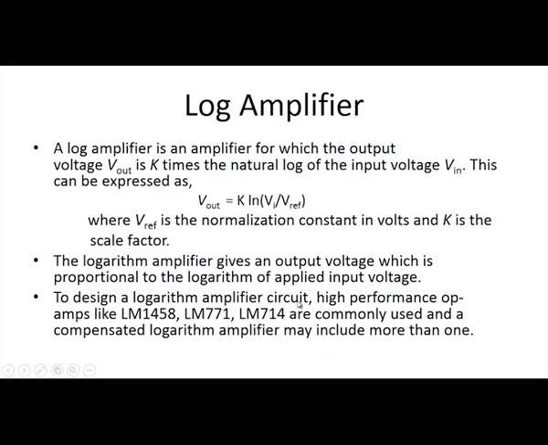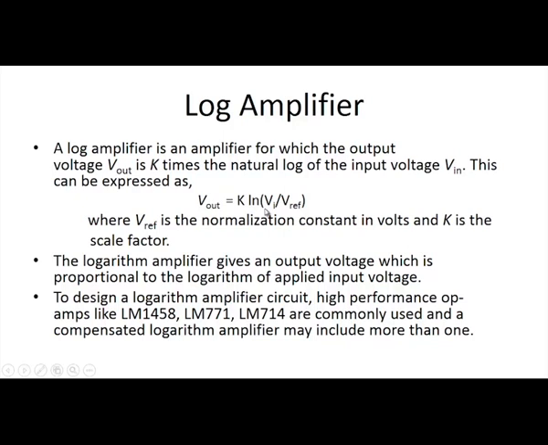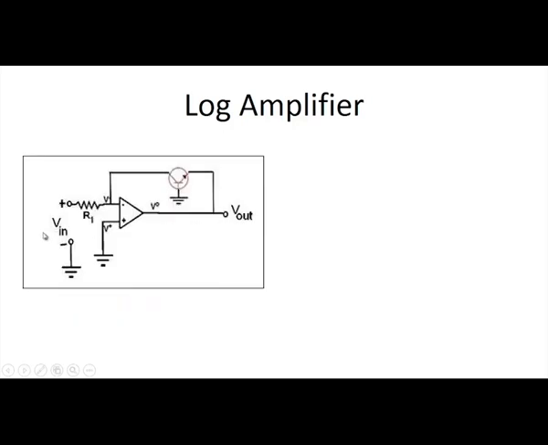To design a logarithmic amplifier circuit, high performance op amps like LM1458 and other series 741, 771 are commonly used. A compensated logarithmic amplifier may include more than one. So, this circuit is a log amplifier circuit for which we have to derive the output voltage as expressed in the previous slide, that Vout is equal to k natural logarithm of Vin divided by V reference voltage.